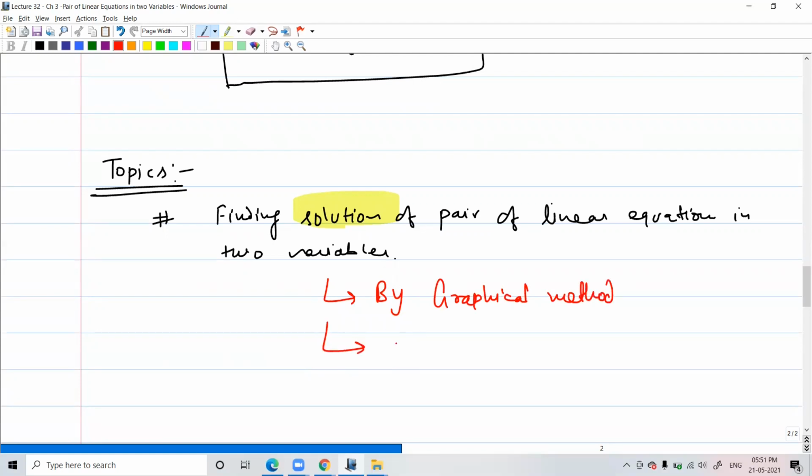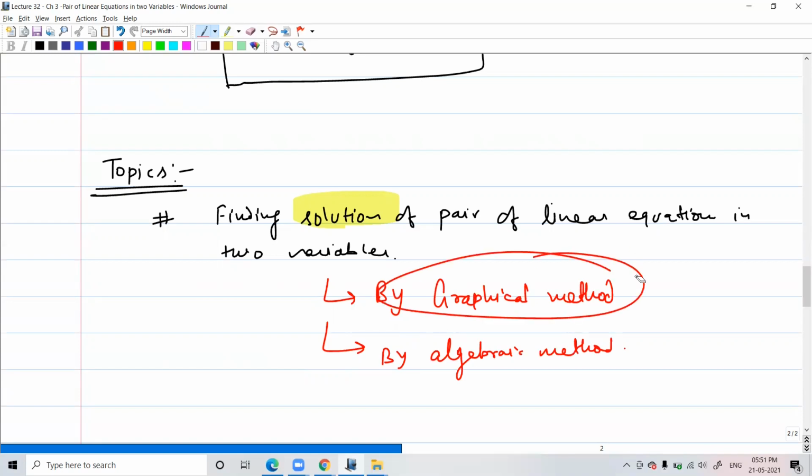So graphical method means what? We will draw some graphs on the graph sheet, and using that we will be able to find whether it has a solution or not. If it has, how many solutions it has, and what exactly is the solution of this pair of linear equations. So that is graphical.